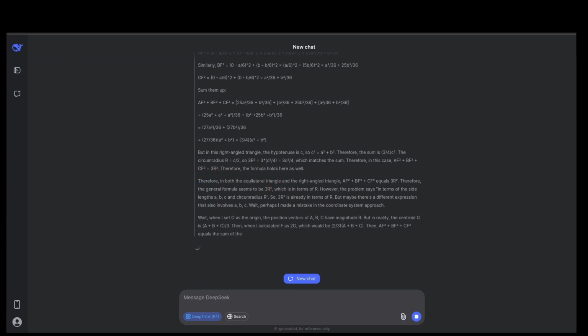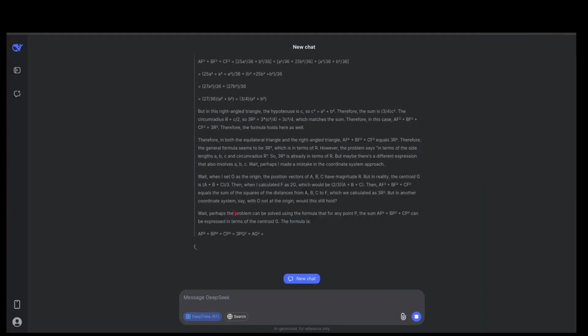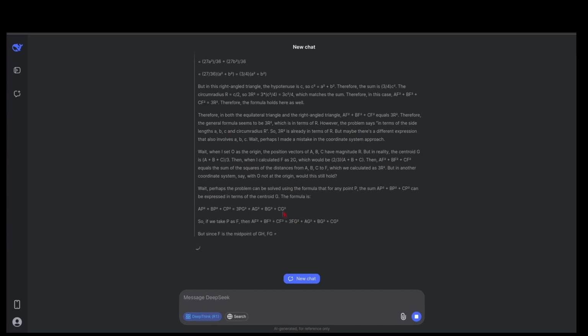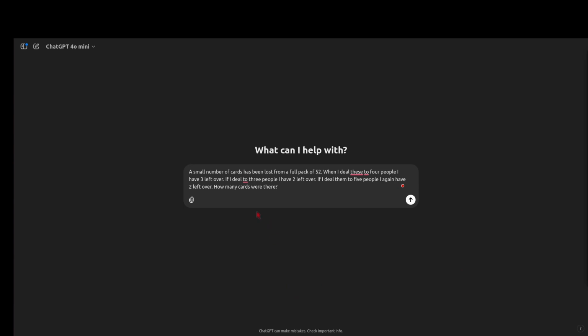But in the case of OpenAI, we can see that it didn't quite get to 3R squared. It's giving 6R squared minus (A squared plus B squared plus C squared) by 3. So I definitely have to give it up to DeepSeek here. It's done a better job in this one, even though it keeps reasoning and it's throwing a bunch of text at us. So let's move on to some math reasoning and ask this question.